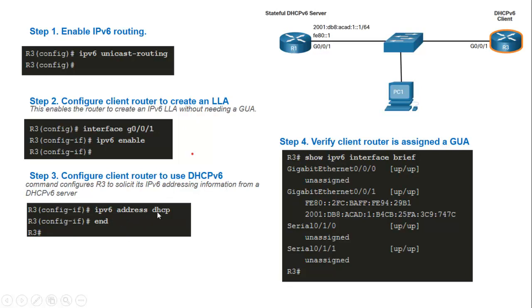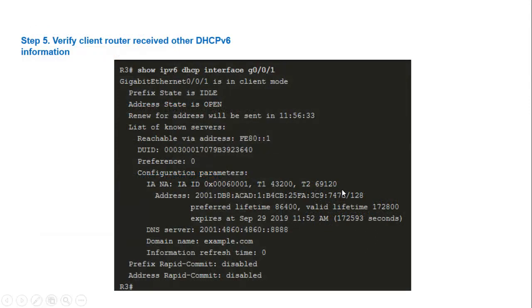So the router here will use this command to be configured as a client and use DHCP version 6. And then step 4, we can verify that the client router is assigned a GUA using the command show IP version 6 interface brief. So you can see this interface G0/0/1 actually has a link-local address and also an IP version 6 address. Further, we can verify that the client router receives the other DHCP version 6 information such as the domain name and the DNS server.